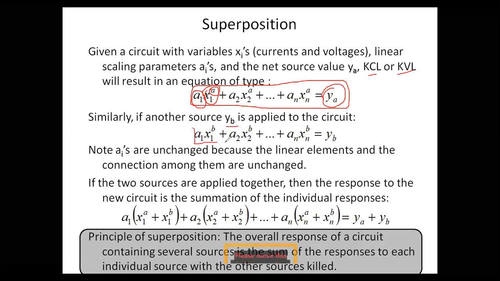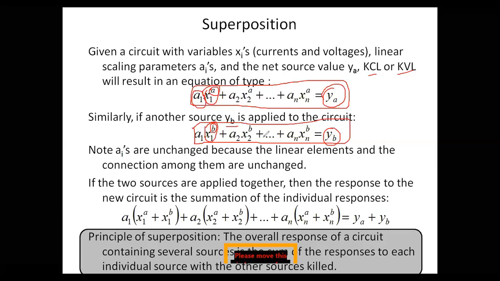We're going to come up with another equation like the first one, but this time around we are dealing with B, representing the fact that this equation is a result of the new source that has been added to the circuit. The only thing that would remain constant is A1. A1 would be the same for both equations, but this time around the x's would have changed. So we have x1b here, not x1 as we had in the first place. And it goes on, and at the end of the day we equate it to YB, because this is the new source that is giving us this kind of response in the circuit.